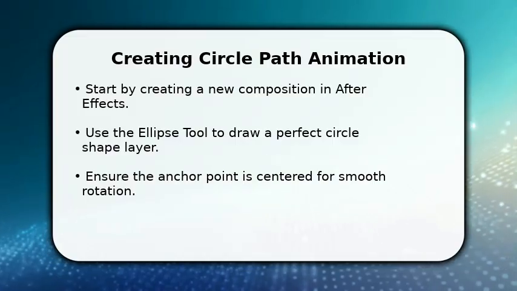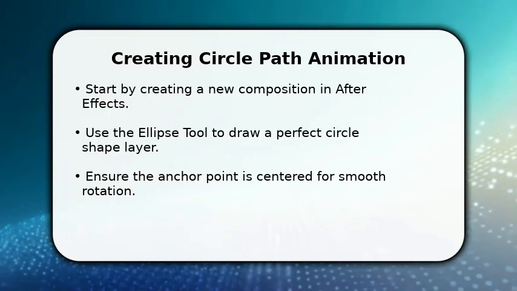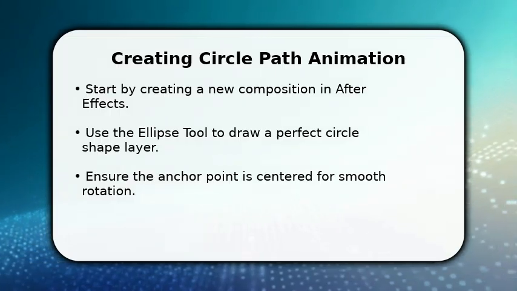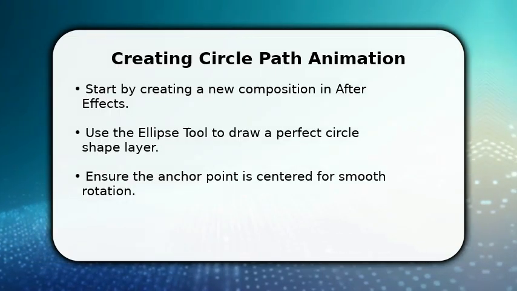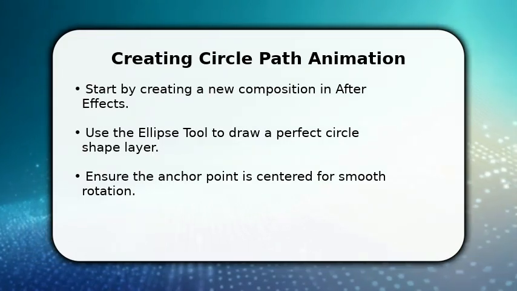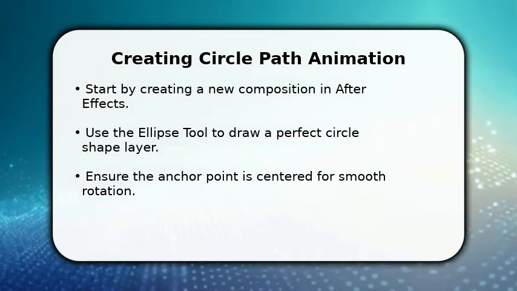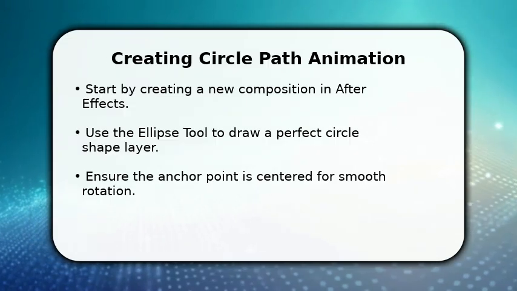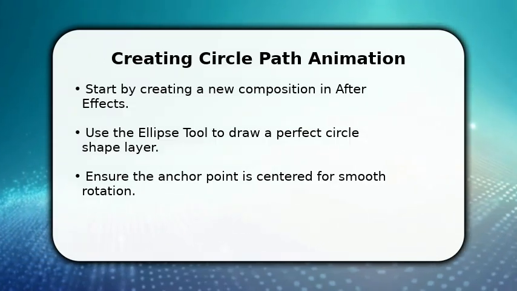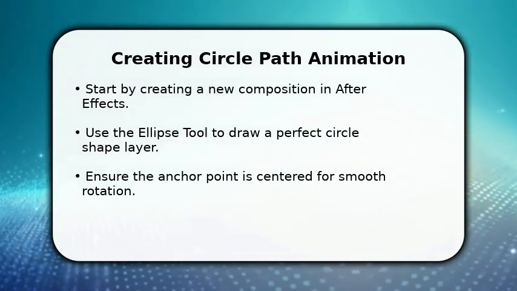In this video, I will show how to make circle path animation in After Effects. First, open After Effects and create a new composition, perhaps with a duration of 10 seconds. Next, select the ellipse tool from the toolbar and draw a perfect circle while holding down the Shift key. This creates a new shape layer.